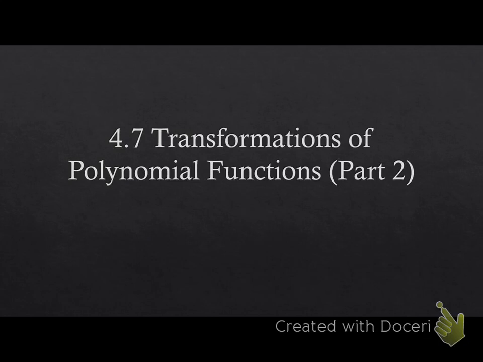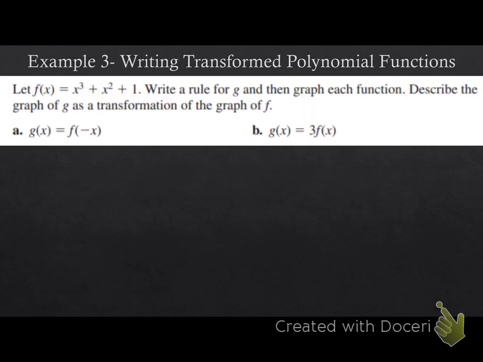So today, we're going to do part 2 of that. Let's just jump into an example. Let f of x equal x cubed plus x squared plus 1. Write a rule for g, and then graph each function. Describe the graph of g as a transformation of the graph of f. So it wants us to write a rule for what's happening to g.